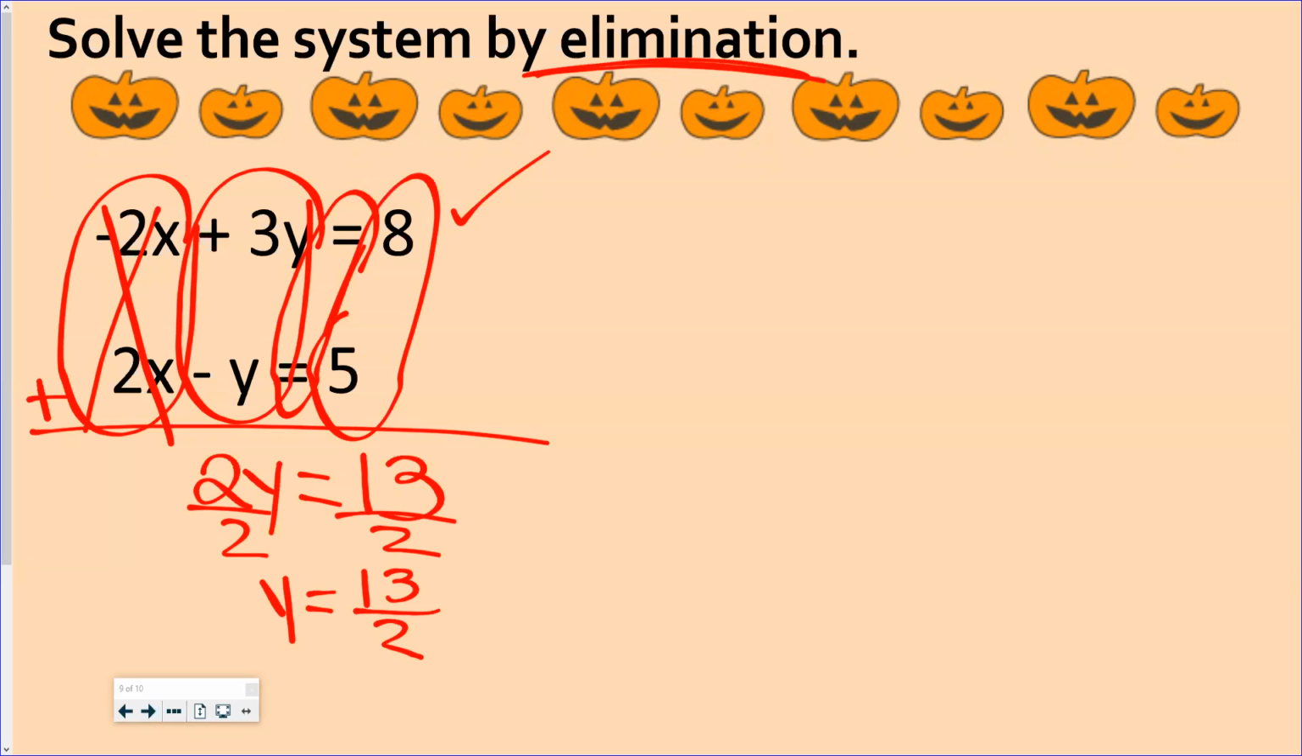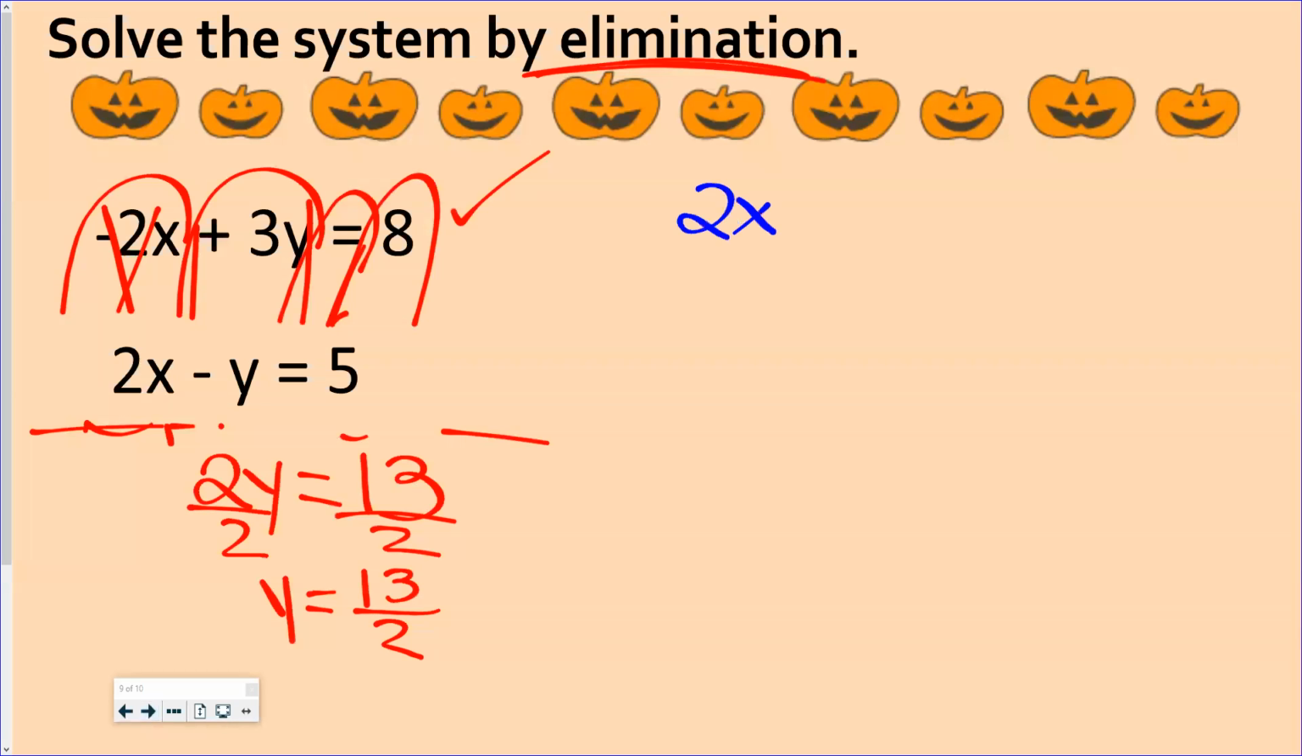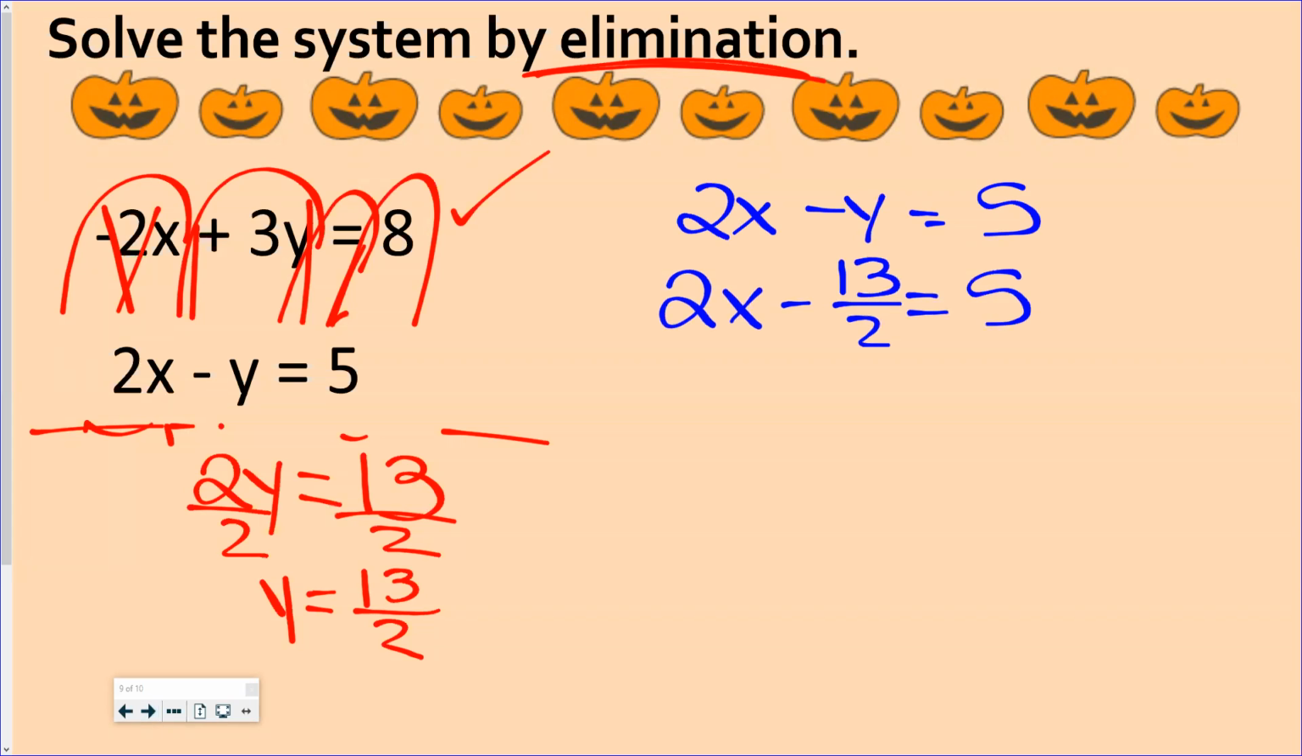It doesn't matter which one you end up picking though. Both of them will work. I'm going to go ahead and go with this second equation here, 2x minus y equals 5. And instead of having y, I'm going to substitute in that 13 over 2. So 2x minus 13 over 2 equals 5.